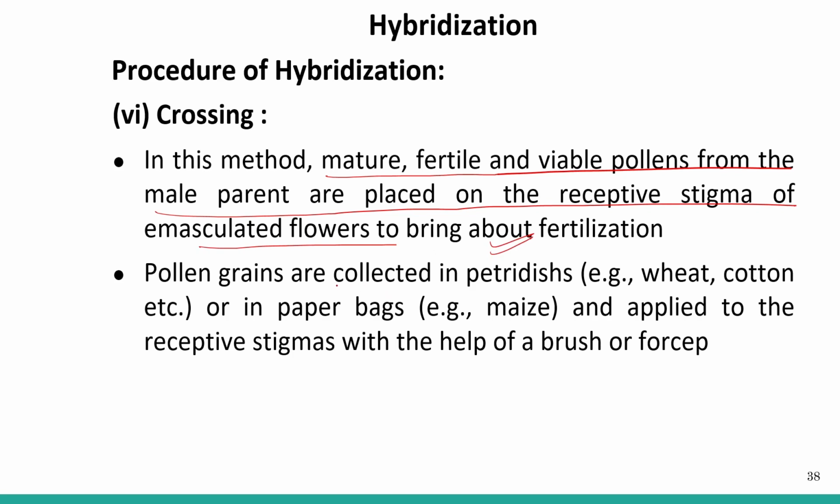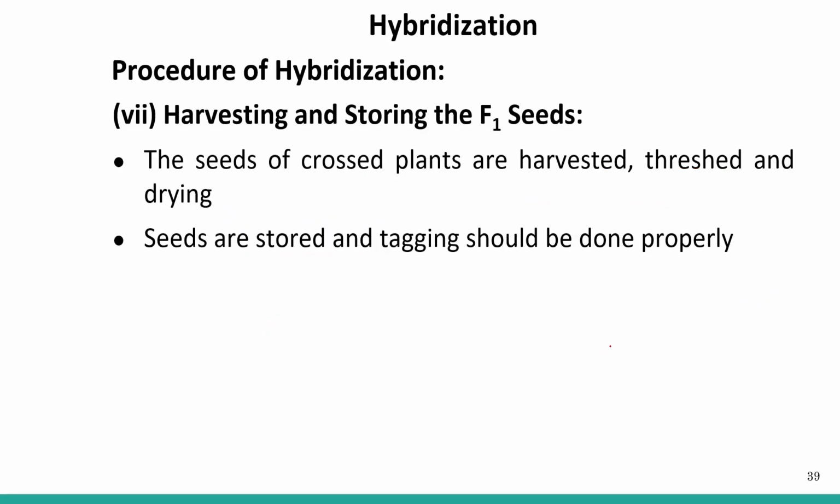Pollen grains are collected in the petri dish. We will collect them with the help of a brush or forceps. For example, what are the plants which we take? Wheat can be taken, cotton, etc. And paper bags are used in the case of maize, and the pollen is applied to the receptive stigma with the help of a brush or forceps.